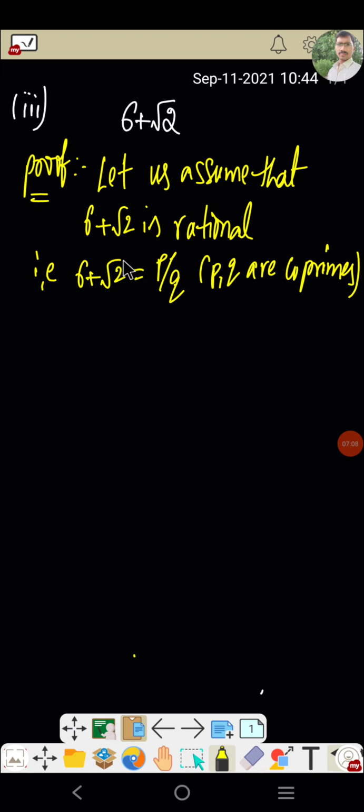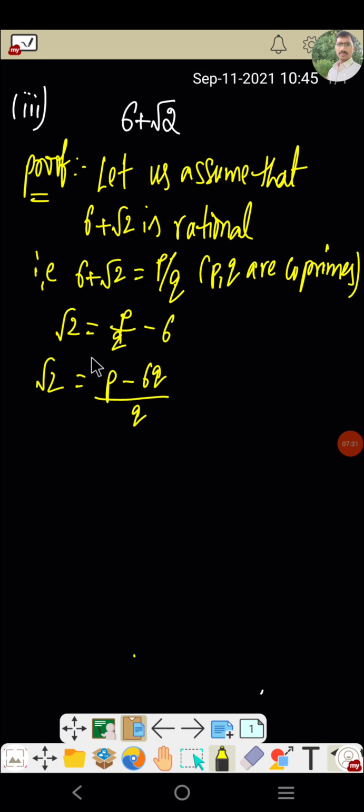So here no need to do squaring. If both terms are irrational numbers, then we can do squaring. But here 6 is rational, root 2 is irrational. Send this 6 to the RHS. That means root 2 is equal to p by q minus 6, that is equal to p minus 6q by q. So that is nothing but root 2 is equal to (p minus 6q) by q.